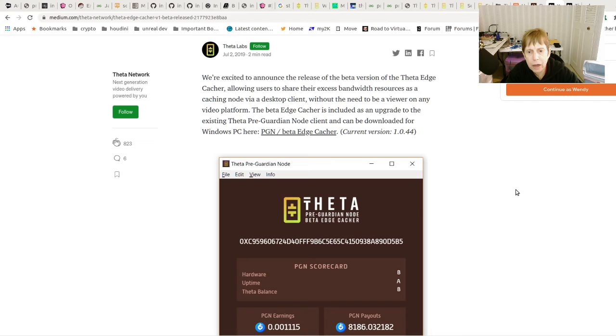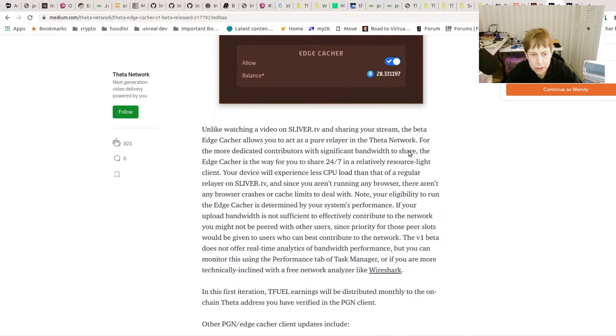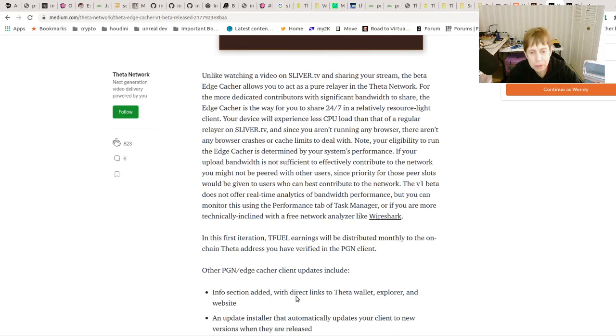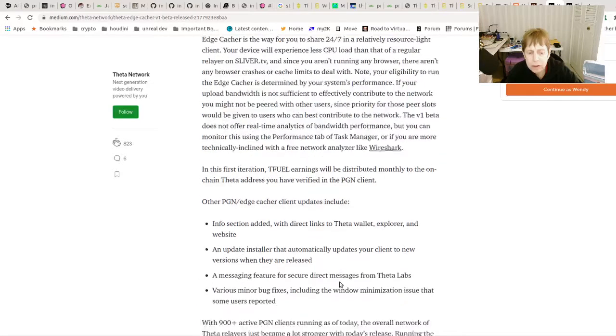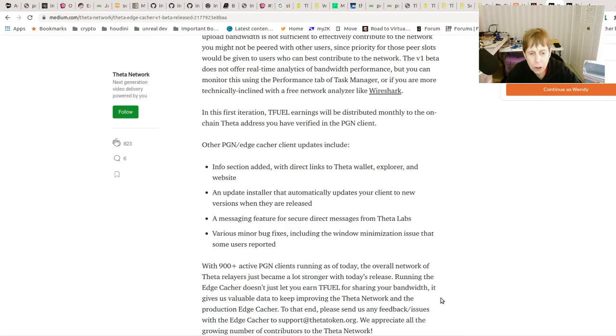talked about the beta version of the Edge Cacher. What it will allow users to do is use their excess bandwidth as a caching node, and by allowing caching, again, allowed things to be speeded up. So this is what it looked like. So your pure relayer, you would get T-fuel. Remember, T-fuel I think is kind of like gas. So this was the older version.